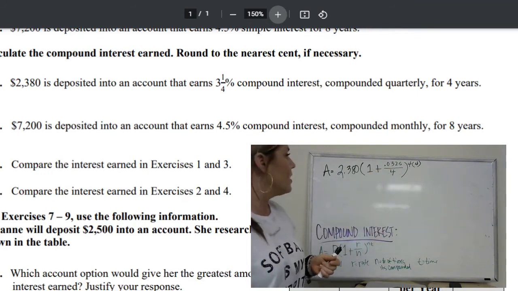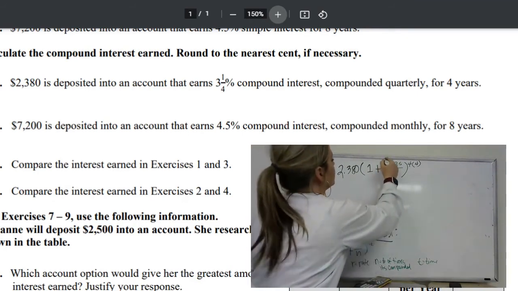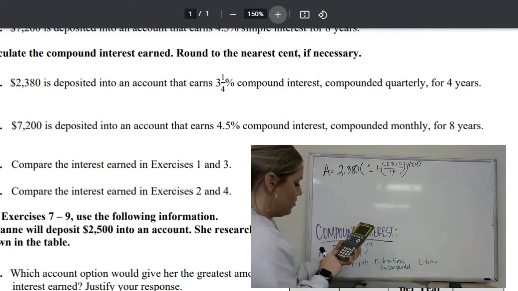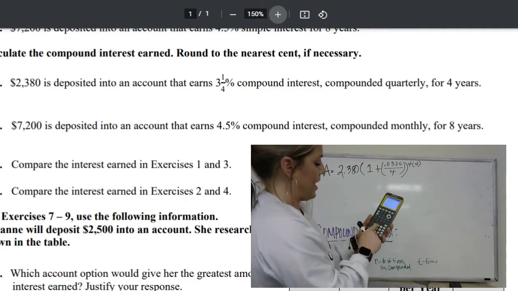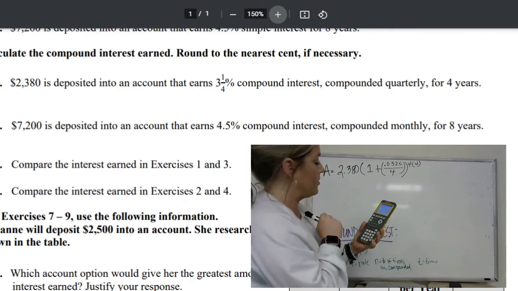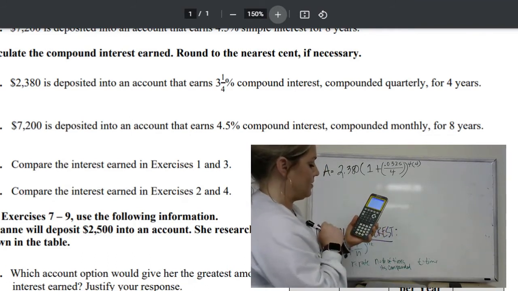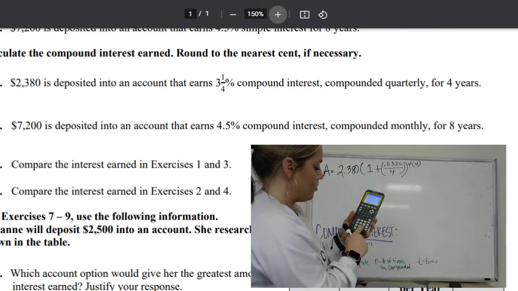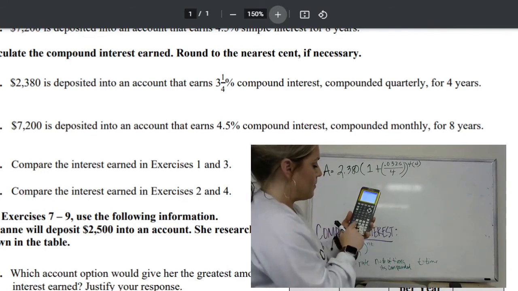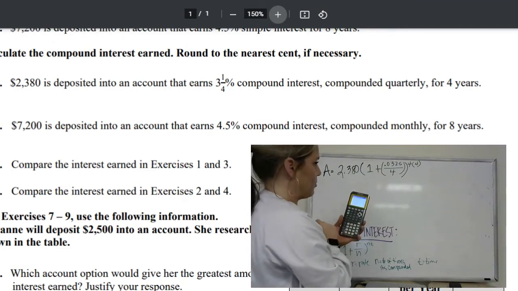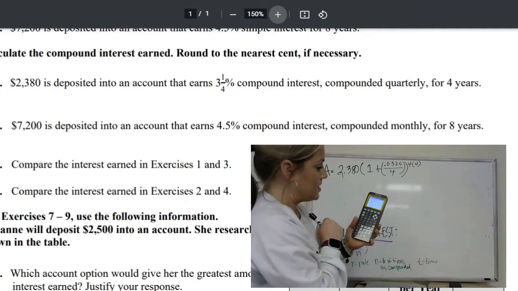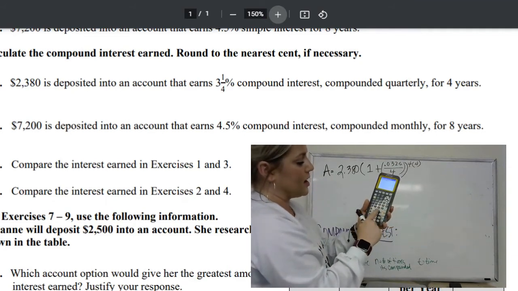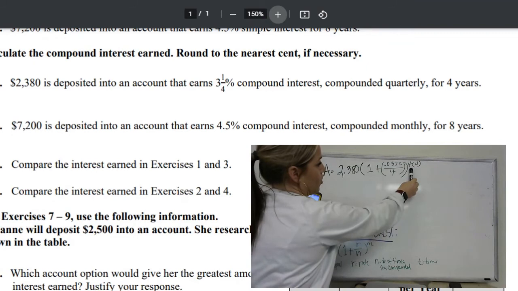All right, now, and actually I put another set of parentheses right here. So you make sure, because of PEMDAS. All right, so we're going to type in 2380. Okay, I'm going to do an open parentheses, the number 1, the plus sign. Then another open parentheses, and I'm going to put 0.0325. I'm going to divide it by 4, and I'm going to close that parentheses. Then I'm going to put another close parentheses, and then I'm going to hit the button under clear to raise it, and I'm going to put 4 times 4 because it's compounded quarterly for 4 years.